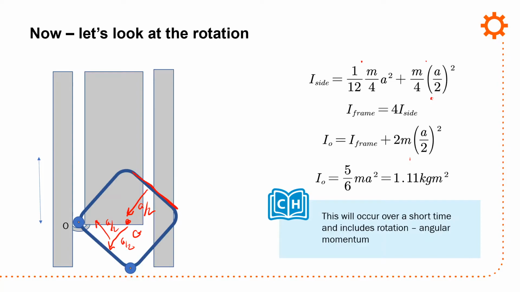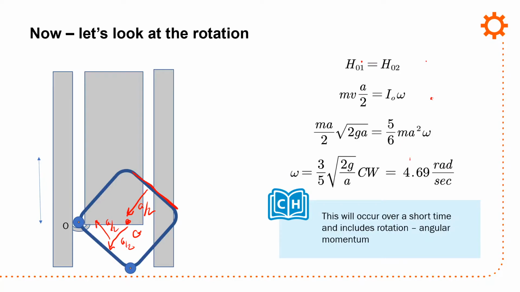Short time, rotation, angular momentum. This is how I know this is that kind of problem. So the initial angular momentum equals the final angular momentum. It occurs over a short time. So the argument is that there's T1, T2 is 0, and so any impulse would be 0. You then have the linear term, which was the linear momentum mv, acting over a moment arm a over 2, and then you have I naught omega, and you can calculate all that, and you end up with 4.69 rads per second.